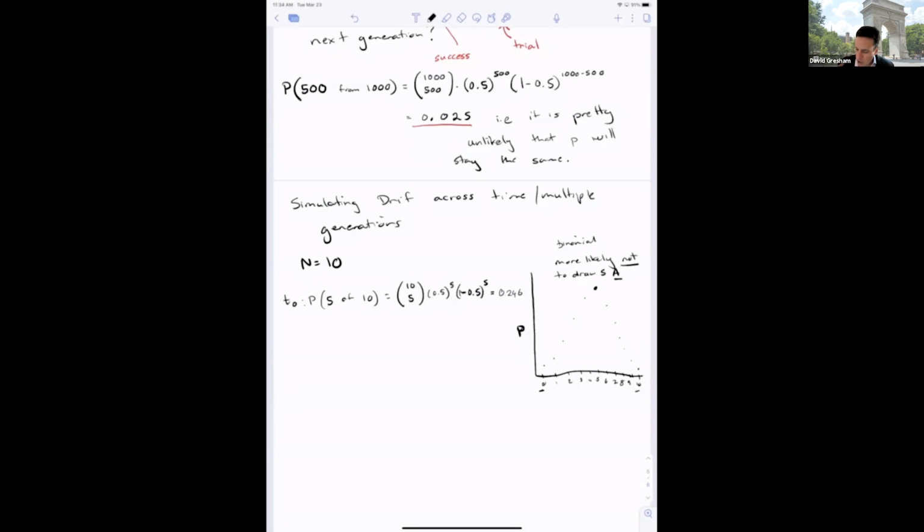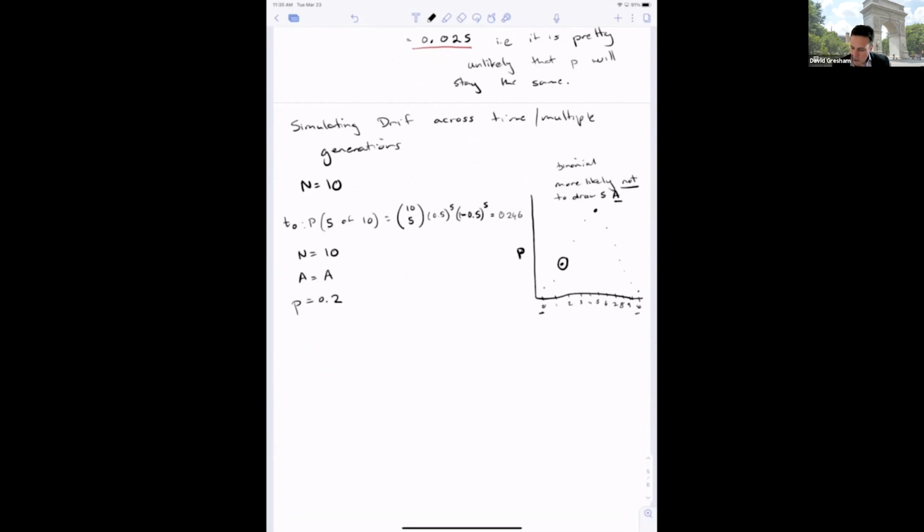And so we can use this to say, okay, well, we could randomly draw from this distribution. And in fact, in our next generation, we randomly draw 2 alleles. If we do that, then with some probability that we can compute, we still have n equals 10, but now we have 2 copies of A, and so p equals 0.2 suddenly in our next generation. And so now we can ask the same question: when we form our next generation, what's the probability that the allele frequency is going to stay the same in that case?